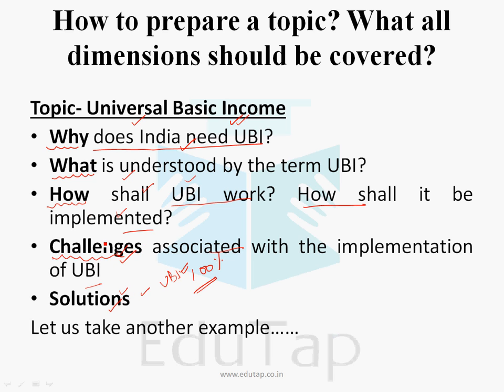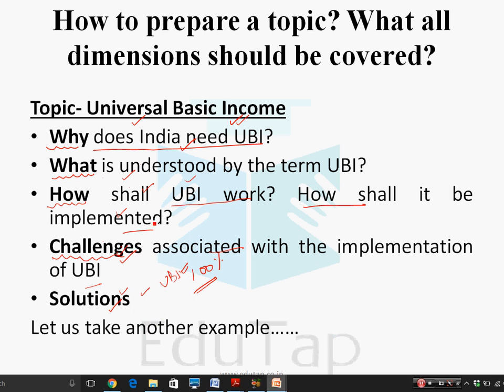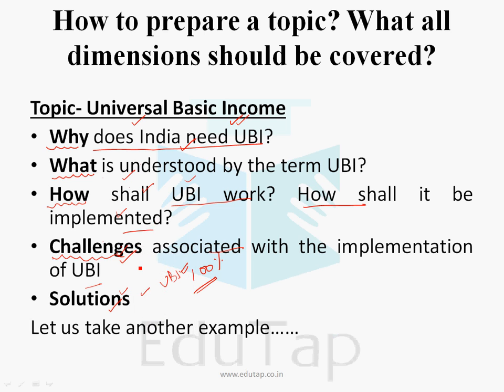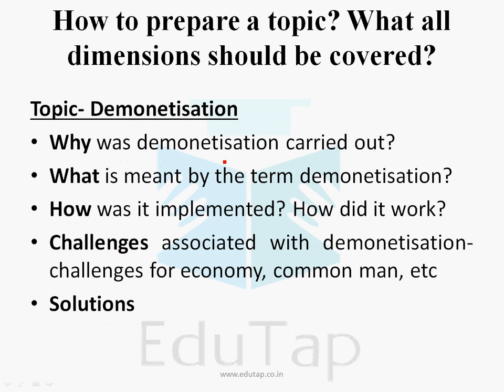It can be how plus challenges, it can be what plus challenges, it can be why plus what, it can be why plus solutions, and so on. Any permutation and combination can be made, but you will be able to answer all your essay problems. Let us take another example, apart from UBI. Let us take the topic of demonetization. The first question again is why. Why was demonetization carried out in India? You have to answer this question while making your notes.